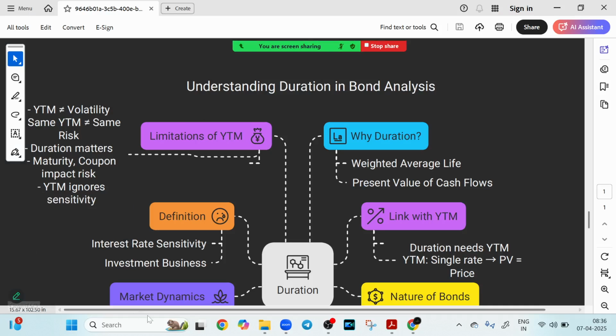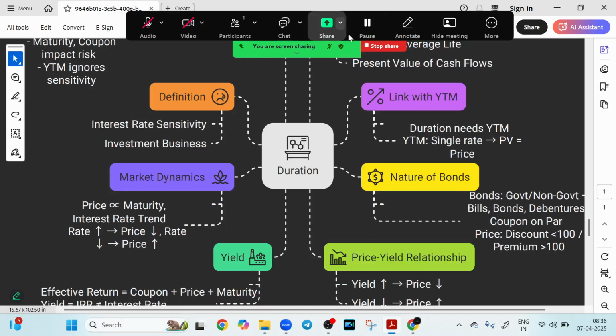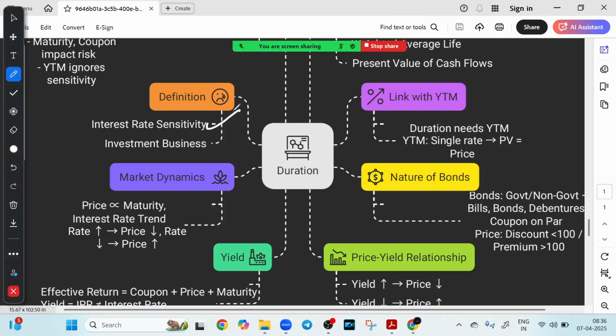You see the definition here, right? So the definition is quite simple. It shows you the interest rate sensitivity, which means how sensitive our bond is to interest rate change. If you are in the investment business, especially dealing with bonds, you must know how even a small rate move can shake up your return. That is exactly what duration measures.